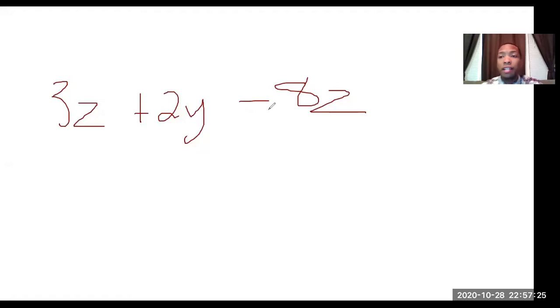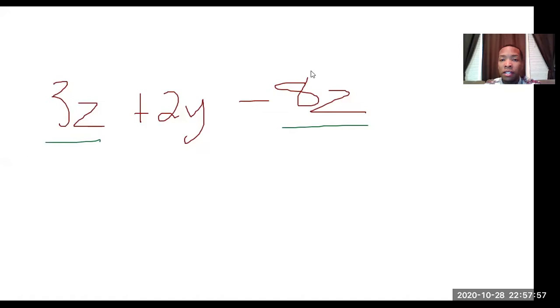Let's do this example. This is our last example. First of all, I'm going to go ahead and identify the like terms. This has a z and this has a z. So those are like terms. The 2y doesn't have a z and it's not a like term, so that stays by itself. So in order for me to solve this problem, since I've identified the like terms, I'm going to move them around so that I could put the z's together.